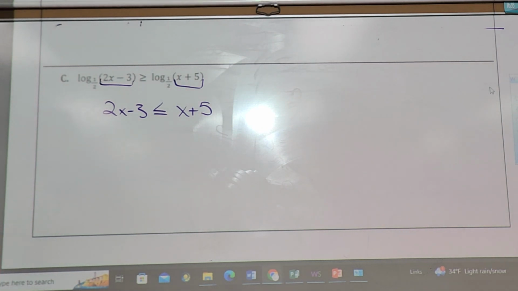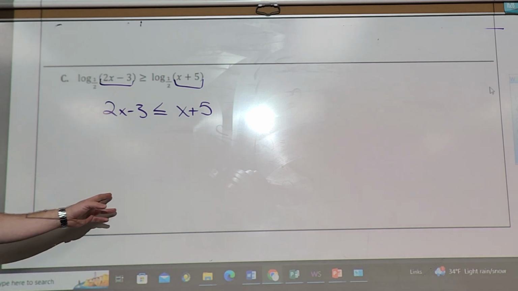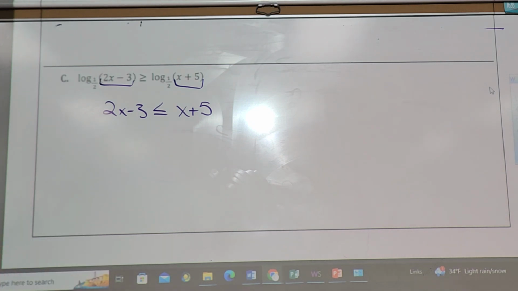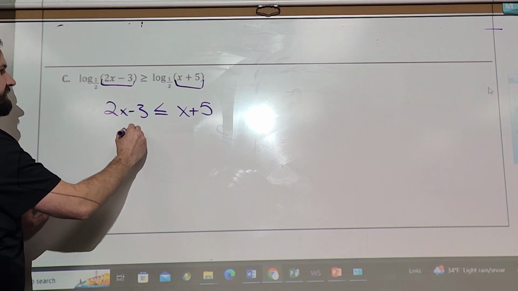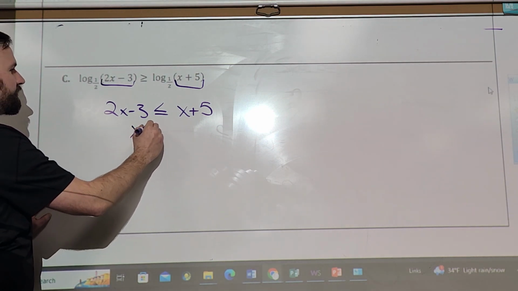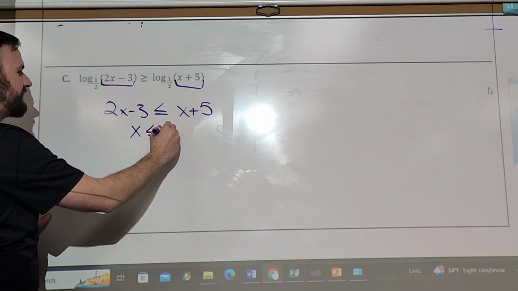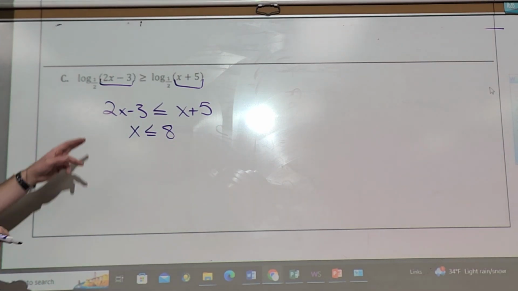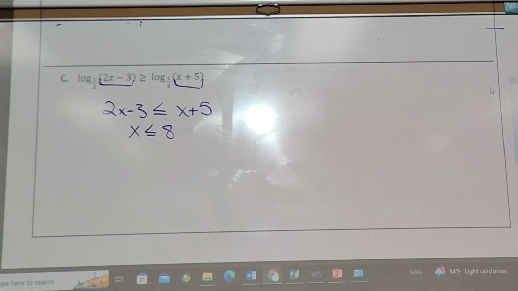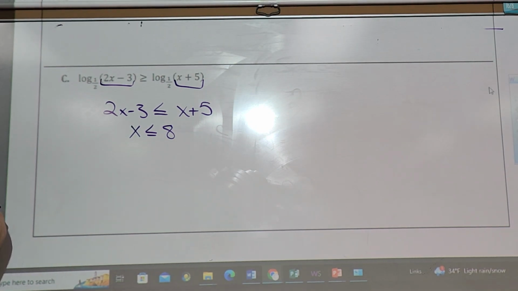All right. Are we good on this? Okay. So what do I get here when I solve it? Less than or equal to 8, right? Wait, you flip it because the base is less than 1. Yep, so we flip it. So I get x is less than 8. But wait a second. Oh, because it's less than, yeah.